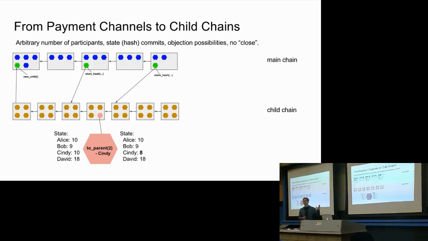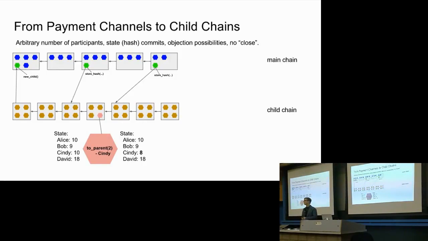So currently we only have this relation between the main chain and the child chain. If you have multiple parallel child chains, you can use this mechanism to send tokens to the main chain, and then a reverse operation to send tokens from the main chain to this other child chain.